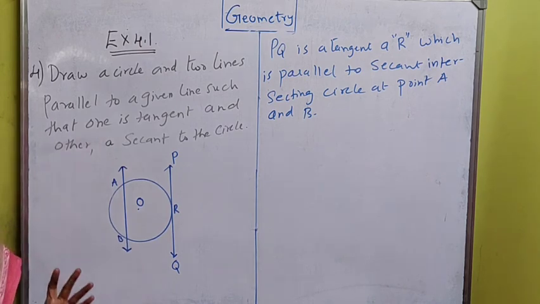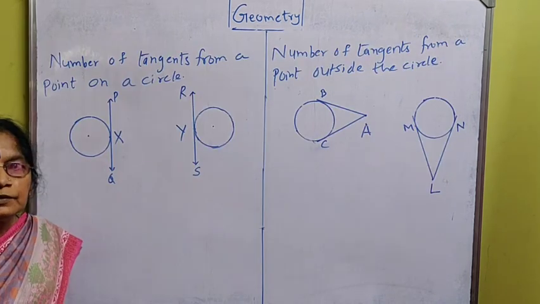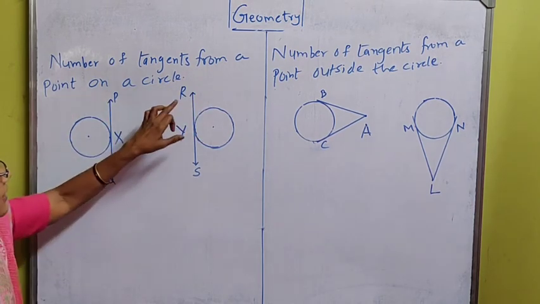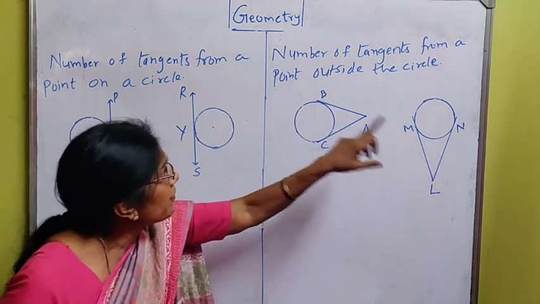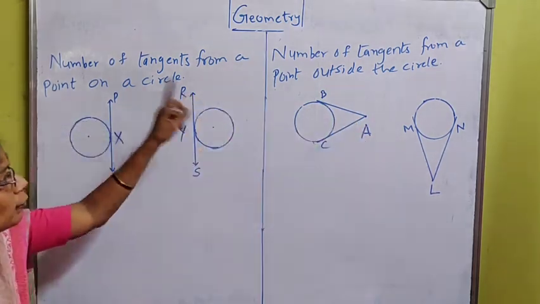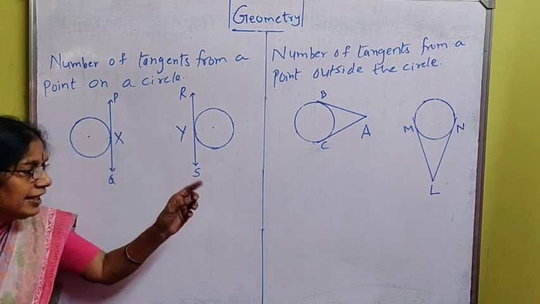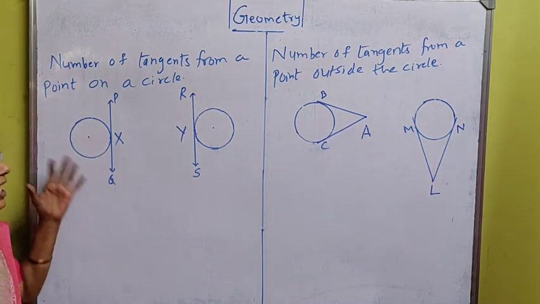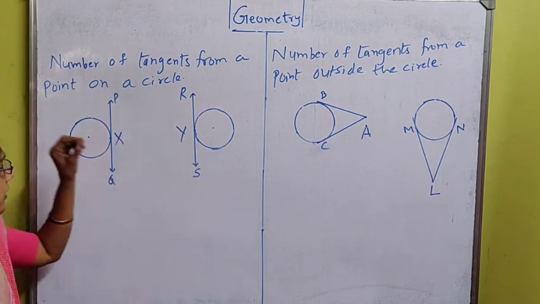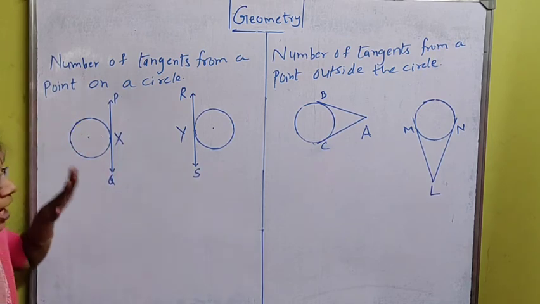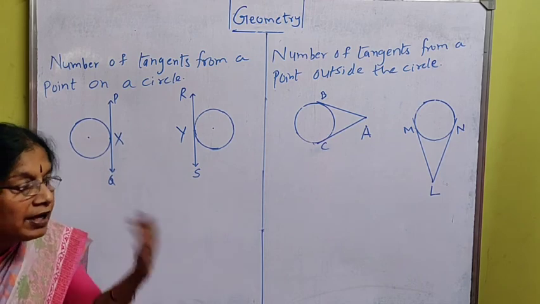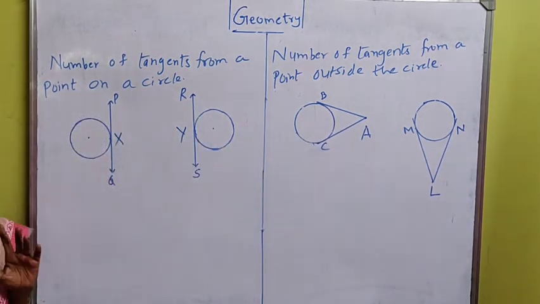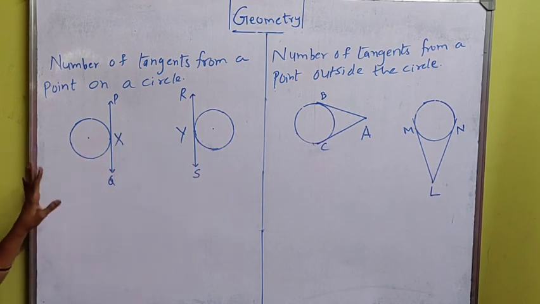So exercise 4.1 completes. The next topic is regarding the number of tangents from a point on a circle and the number of tangents from a point outside the circle. So I have divided it into two parts. A point can be on the circle and a point can be outside the circle. If a point is on the circle, how many tangents can you draw? And if a point is outside the circle, how many tangents can you draw? So I have taken two examples over here.